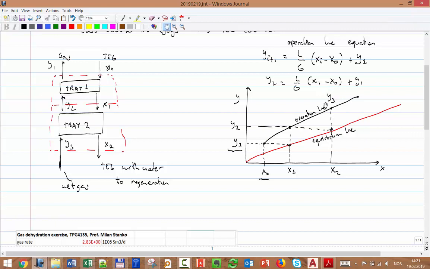So now what happens? Now I'm starting with Y1, which is what I want. But I actually can measure Y3. This wet gas, I can know the mole fraction. This is something I can measure. Let's call it Y inlet. It is the mole fraction of water in the gas that is coming into the column. So what happens if for any reason this Y inlet is here? What does it mean?